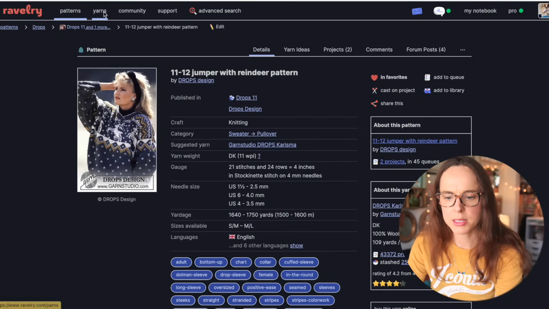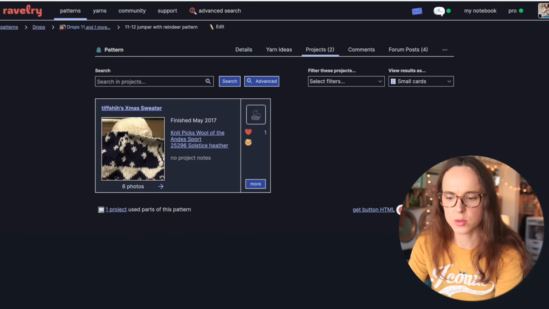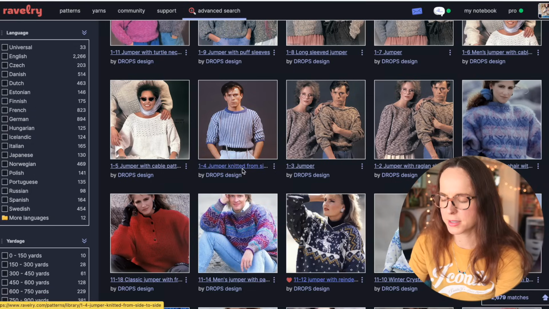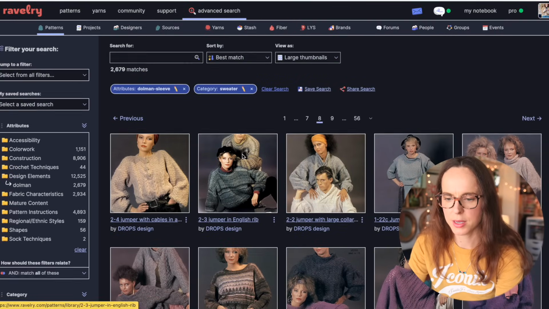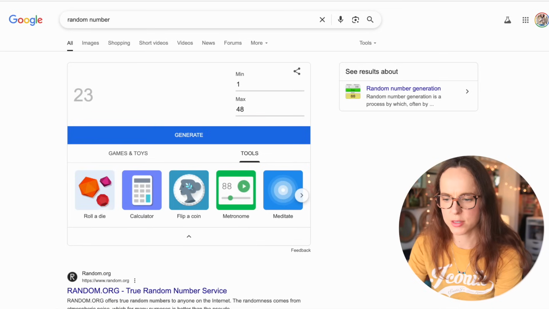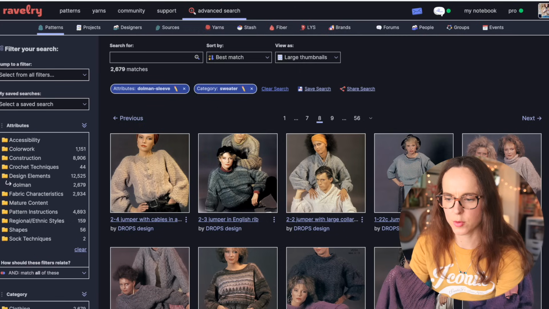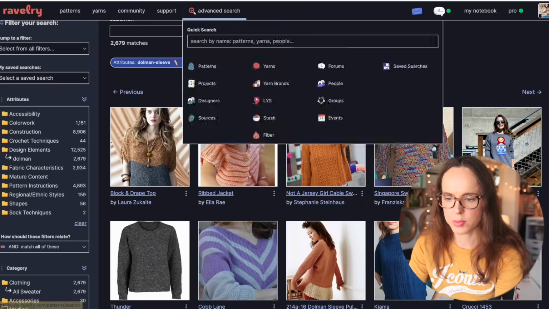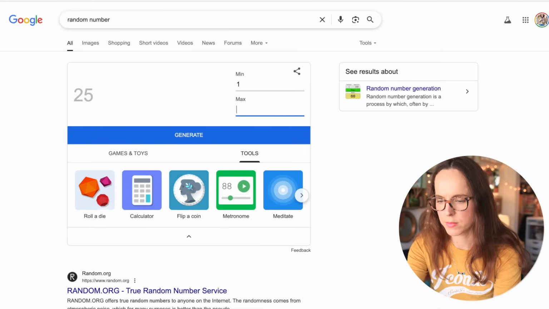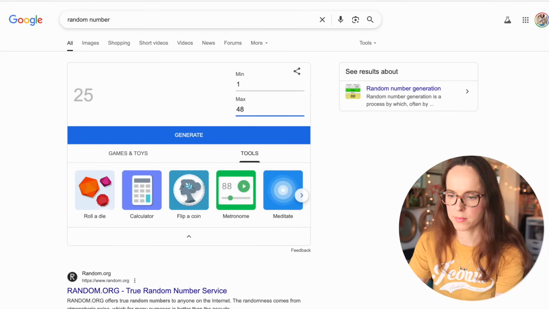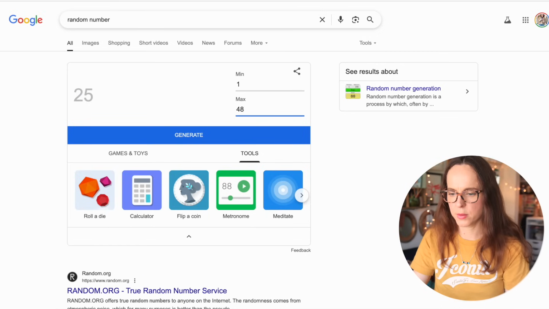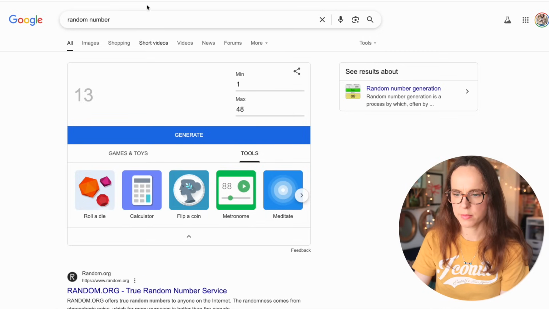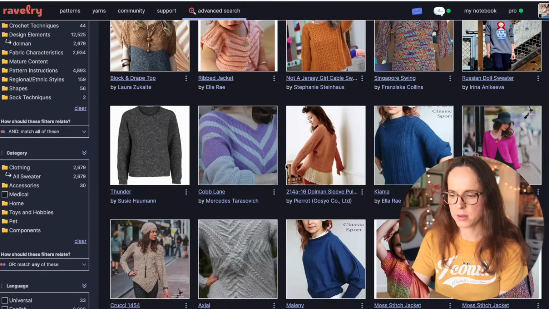Okay, let's go back to, I'm the queen of the back button because I always forget to open things in a new tab. All right, so we have 56 pages. We're going to do this again. 56, 25. We're going to page 25 this time. 48 results per page. I'm moving my computer a bit. Generate. 13, 5, 10, 13.